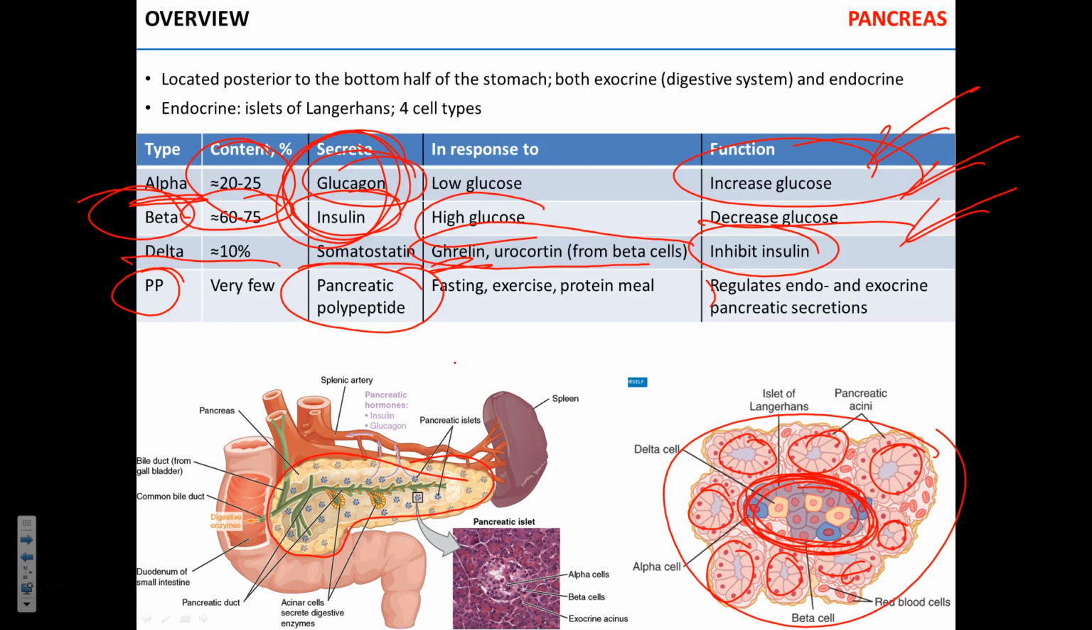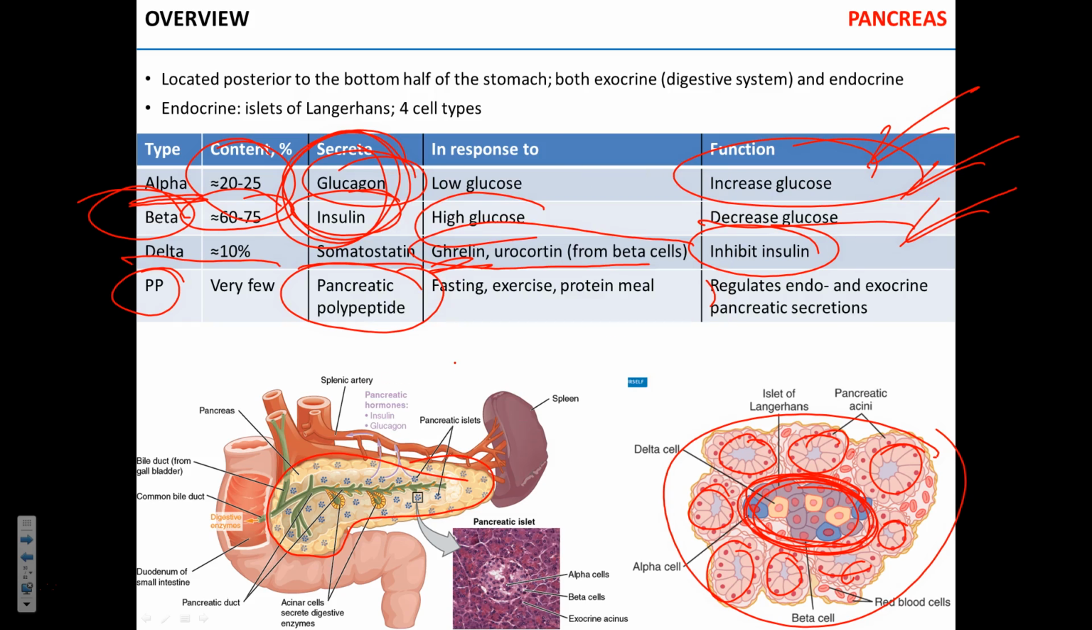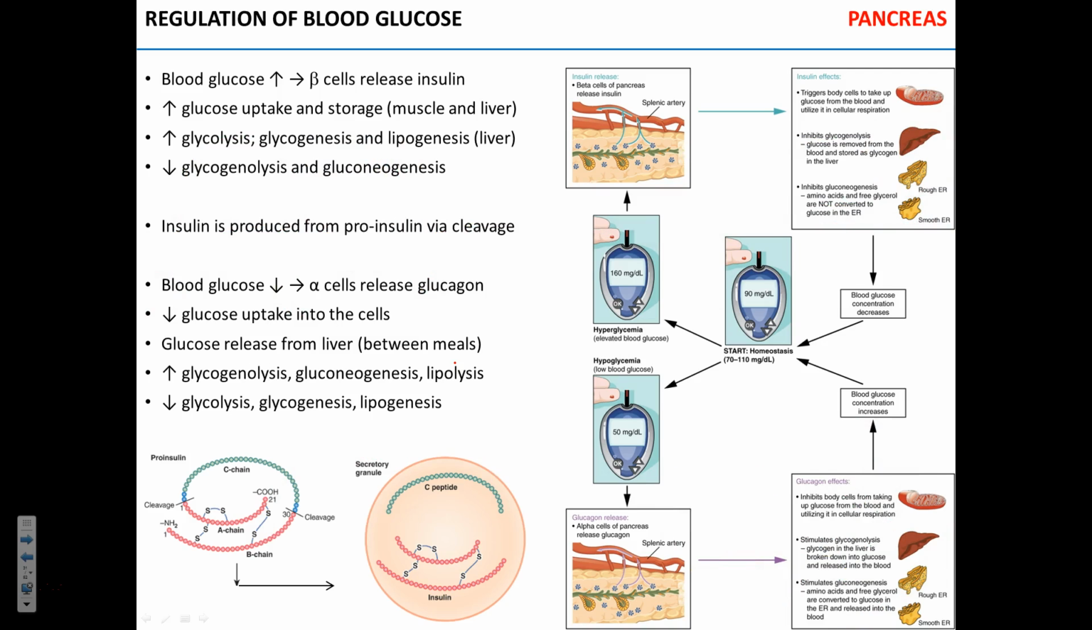So what do you have to know? You have to know alpha, beta, delta cells. PP cells, forget about them. And the hormones that they produce. As you know, I don't care about numbers. If it's memorization, I don't care about numbers. 20%, 60%, not really. Don't worry about memorizing those. We're going to chat about regulation, then we will try to find a Langerhans islet.